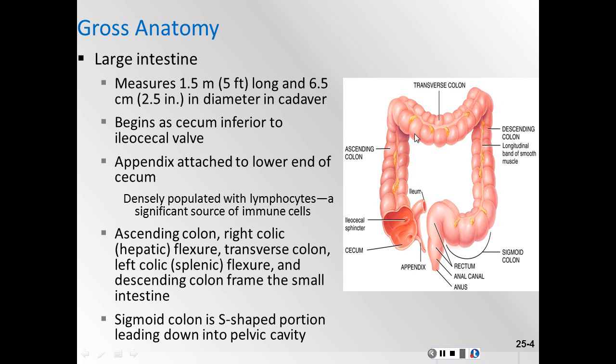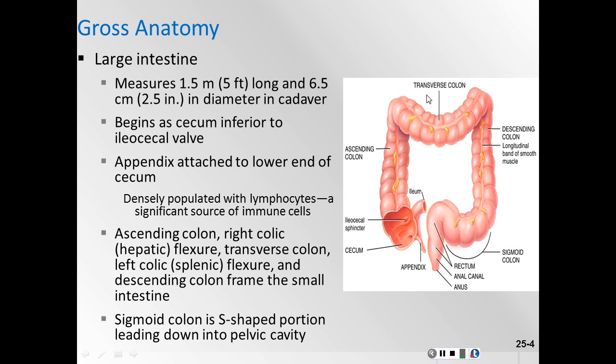rectum. So this entire structure here is considered to be the colon, and that is divided into 3 regions: our ascending, our transverse, and our descending. Those are the 3 regions of the colon. Now we look at the ascending colon. It begins at the ileocecal valve or sphincter, and then it pushes up the right side of the abdominal cavity. Then it makes a 90-degree turn at this section called the right colic, or the right hepatic flexure, and it's near the right lobe of the liver.